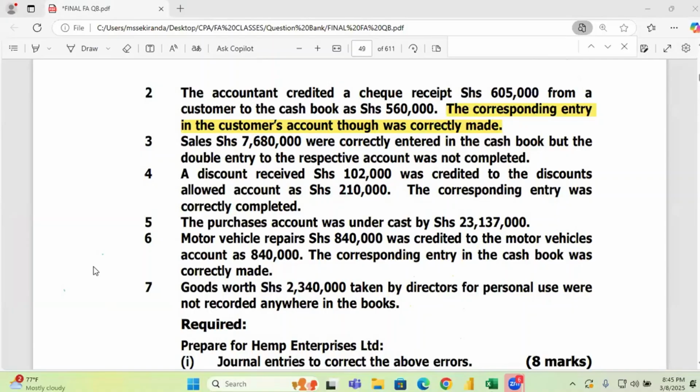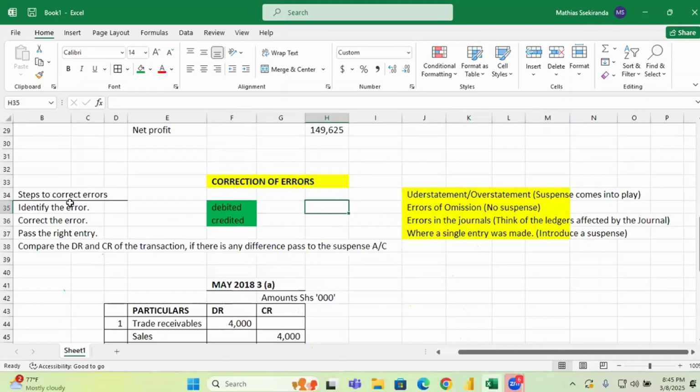So we have reversed the error. They had posted in the discount allowed account on the credit side. So for you to remove it, you debit discount allowed. We have now corrected the error.